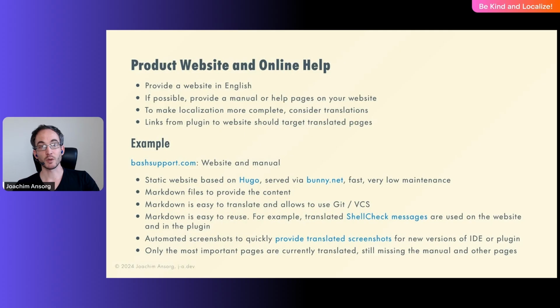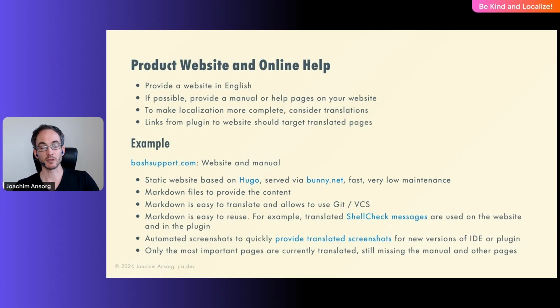There's also your product website and your online help. You should provide a website in English, at least that's my opinion. If possible, provide a manual or help pages, and consider translating the manual and/or your website to make it more appealing to users in China, for example. I did that for Bash Support. It's basically using Markdown with Hugo to provide an easy to maintain, fast website.